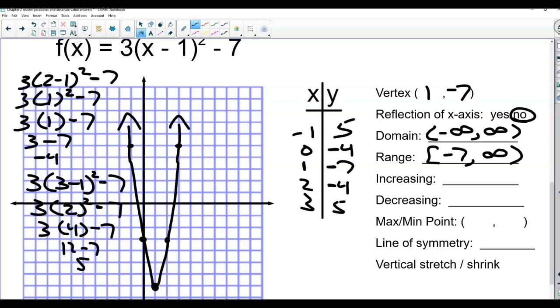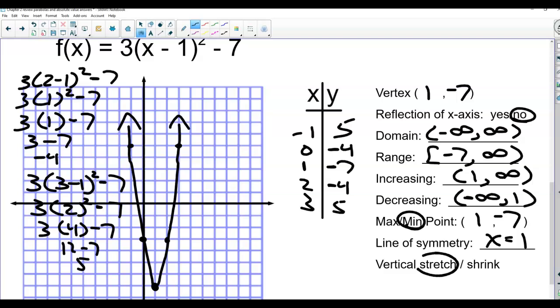It increases from the vertex going to the right. So the increase is from 1 to infinity, which means the decrease is from negative infinity to 1. If I start at negative infinity out here and go down, it keeps going down until we hit 1 on the x-axis, and then it goes back up. Max or min point, it is a minimum point, and it's the vertex. My line of symmetry is x equals 1, and obviously this is vertical stretch.